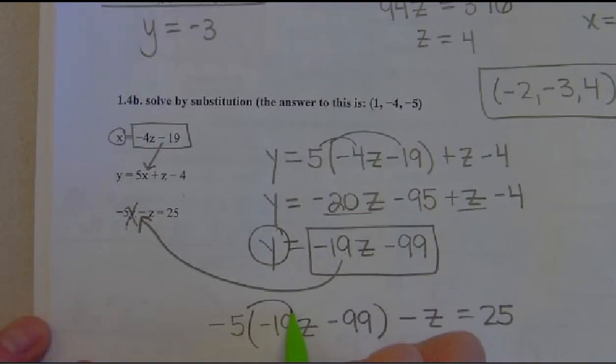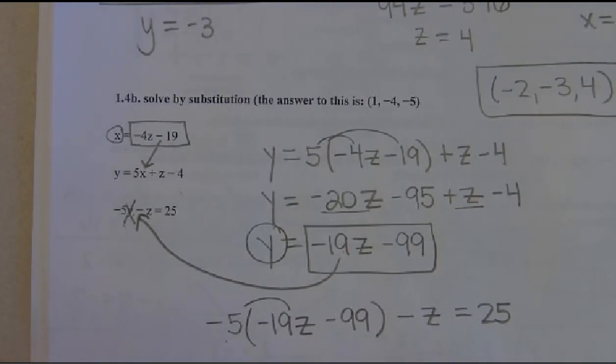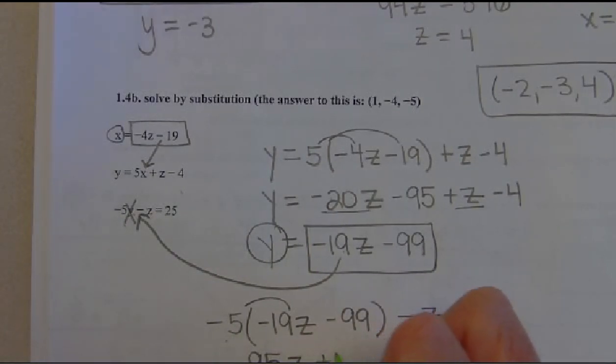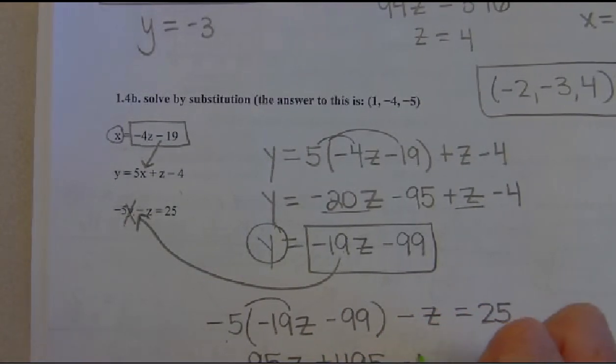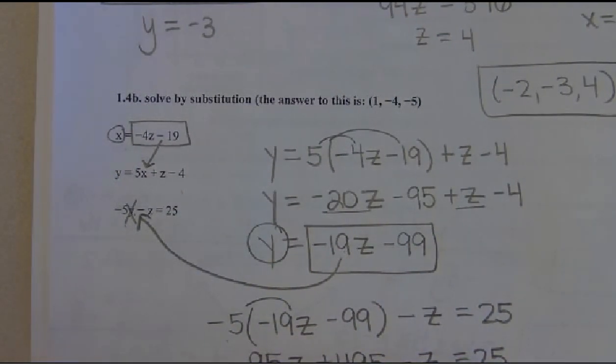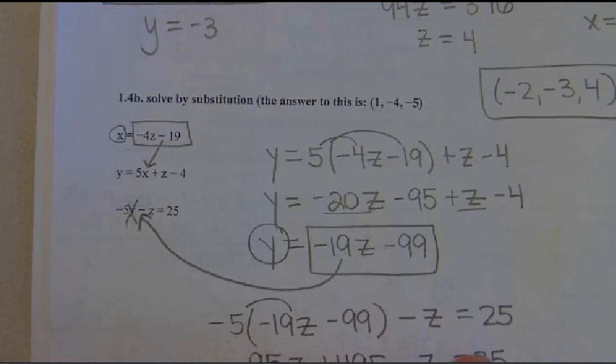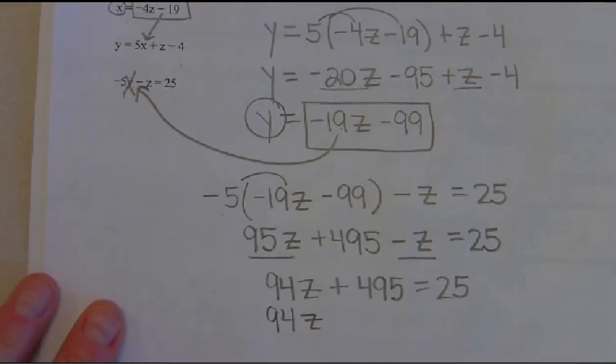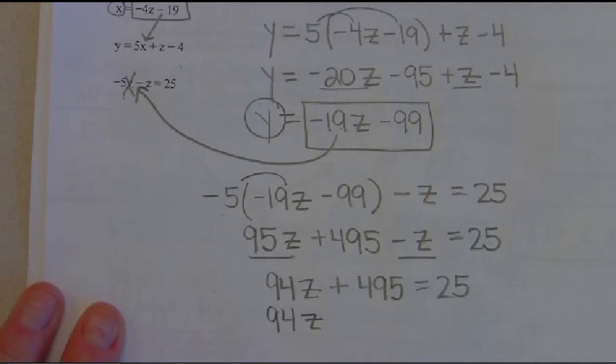So I'm going to distribute. Negative 5 times negative 19 is a 95z. Negative 5 times negative 99 is a positive 495 minus z equals 25. I'm going to combine my z's together and get 94z plus 495 equals 25, and then I'm just going to keep solving. So in this case, I'm going to take 25 and subtract my 495.